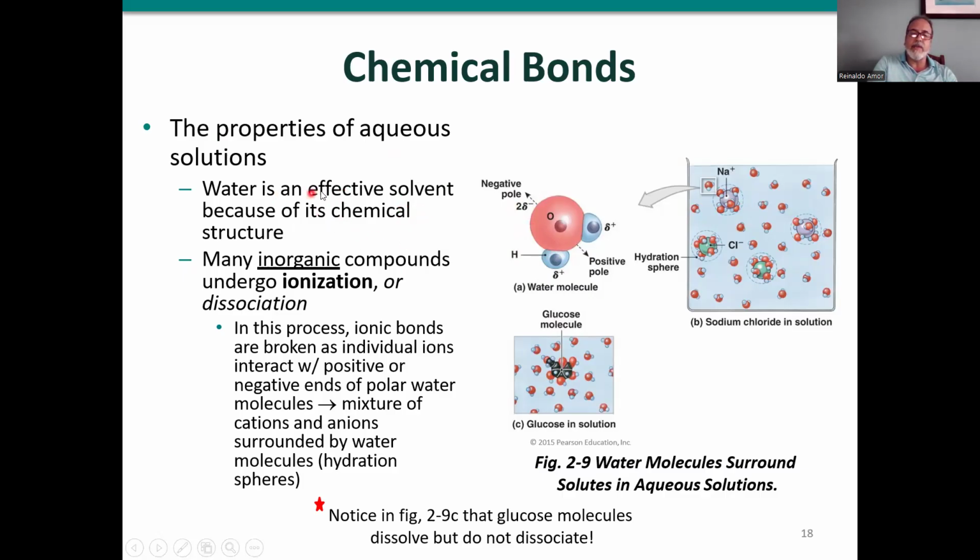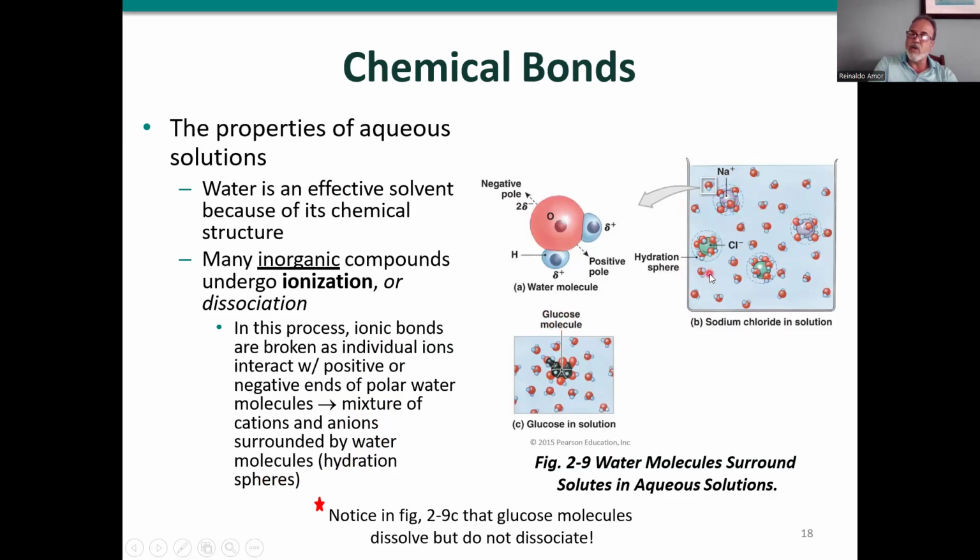Now, water is an effective solvent because of its chemical structure. Many inorganic compounds undergo ionization or dissociation. In this process, ionic bonds are broken as individual ions interact with positive or negative ends of the polar water molecules. The result is a mixture of cations and anions surrounded by water molecules. We call that hydration spheres. Here you can see sodium chloride, and this is glucose.